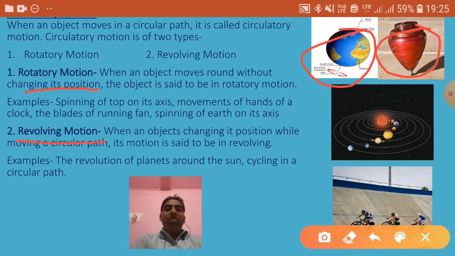Now revolving. What is revolving? When an object changes its position while moving along a circular path. Like here you can see the motion of a planet. All these planets revolve around the sun. Their position is changed, so it is called revolving motion. Here you can see the bicycles moving in a circular path, that is an example of revolving motion.